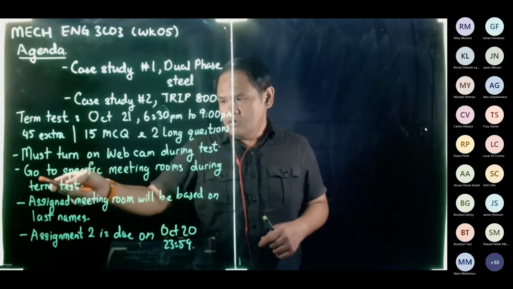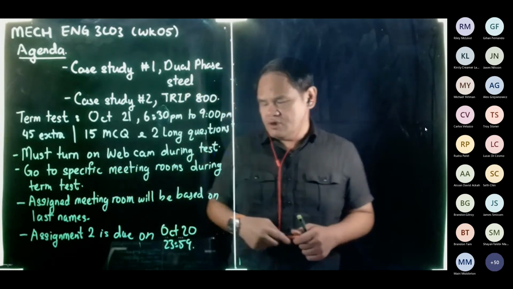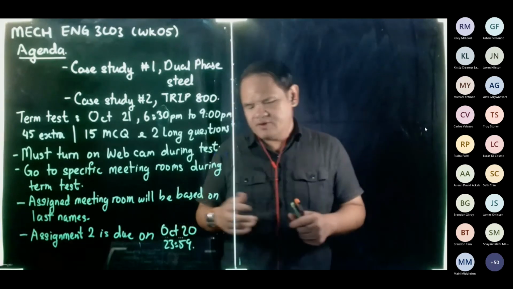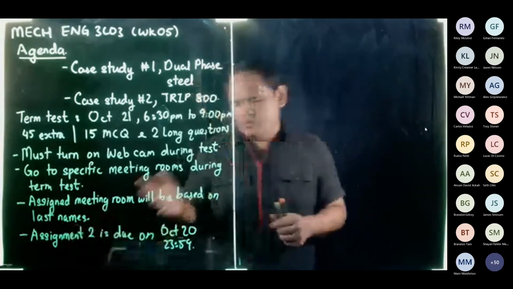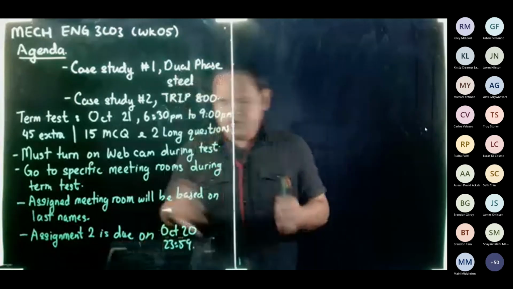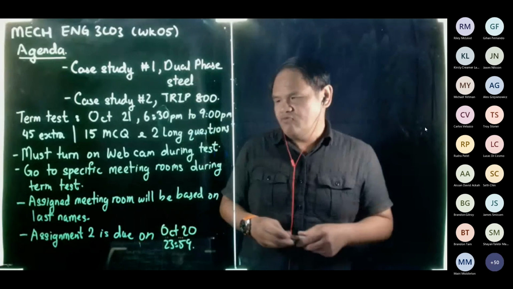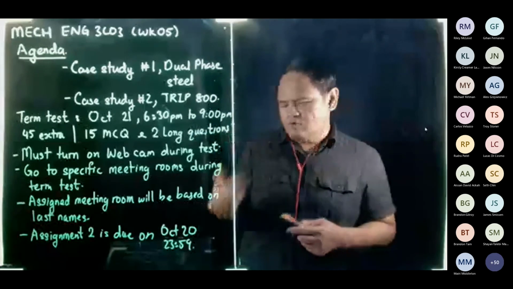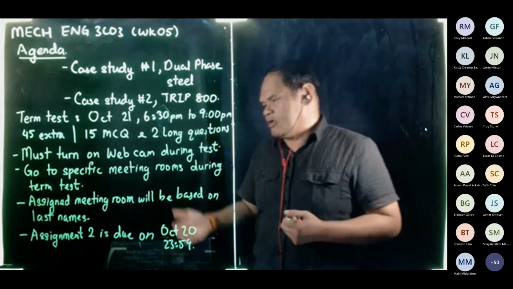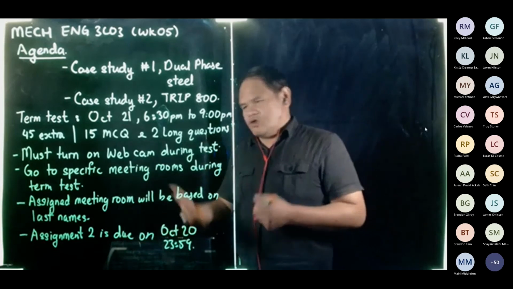You go to specific meeting rooms during the term test. I'll put that on Avenue to Learn. If your last name falls from A to D, go to meeting room 1. E to G, meeting room 2, and so on and so forth. Each meeting room will have a TA on their computer watching you, just looking at you.